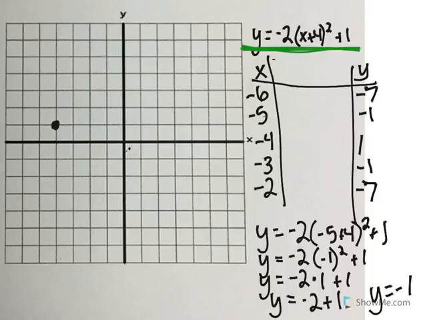Down. -6, -7. Are we running out of space? -4, -5, -6. -5, -1. -3, -1. -2, -7. Make your parabola as good looking as you can. Yes. All right, there we go.